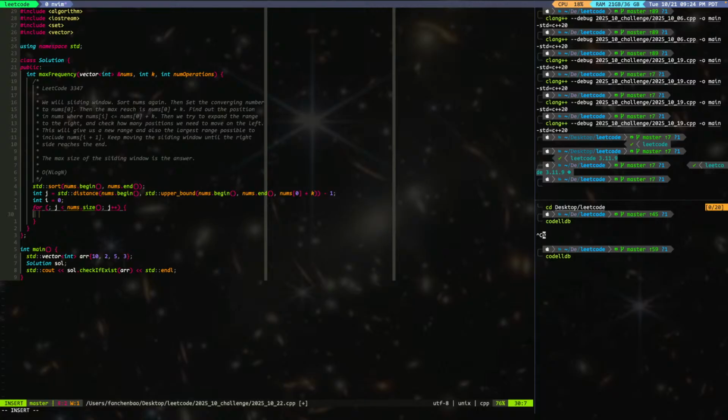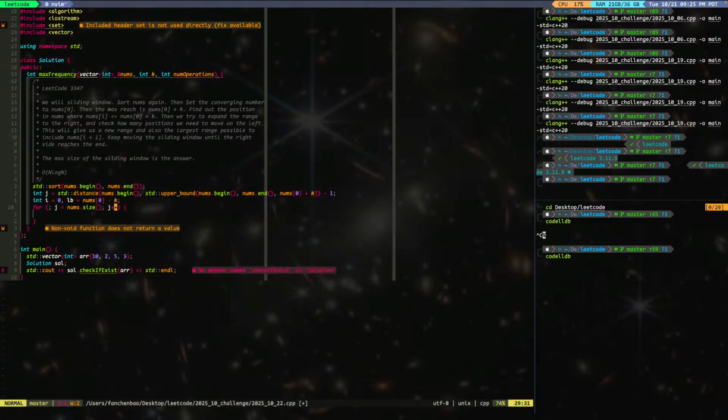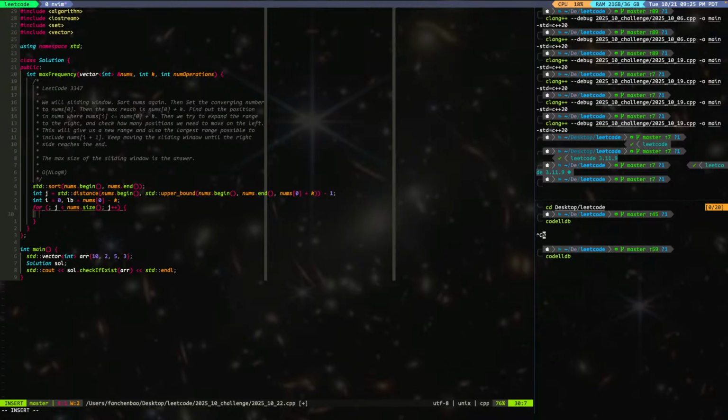Right? So every time j needs to move forward, we need to check how much more we need to get. So we also need a left bound. So we have this, we also have left bound. Left bound shall equal to nums 0 minus k. This is the left bound.